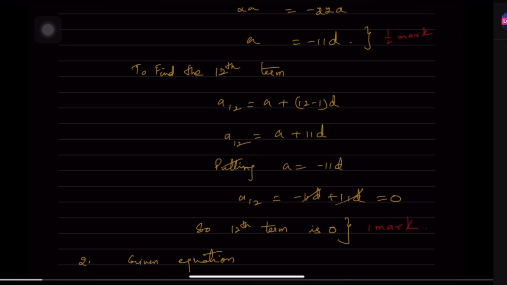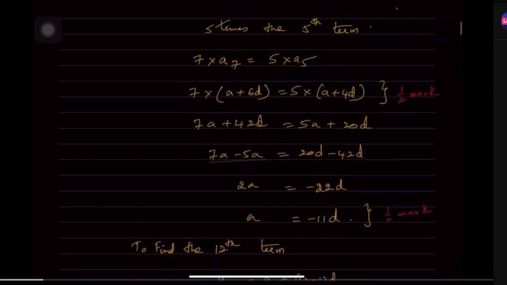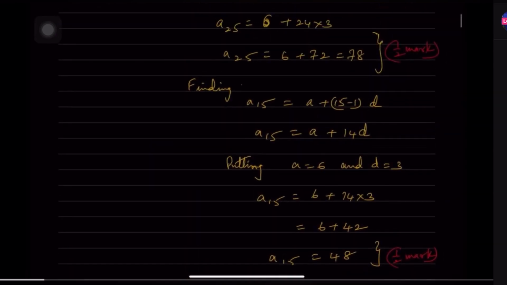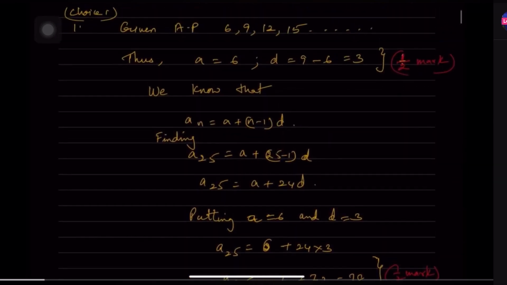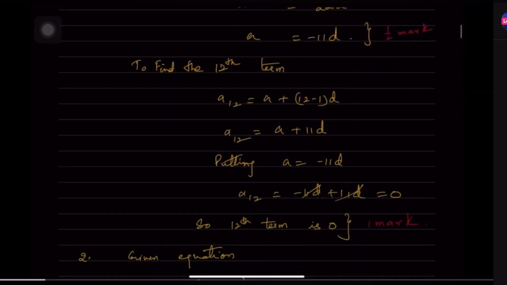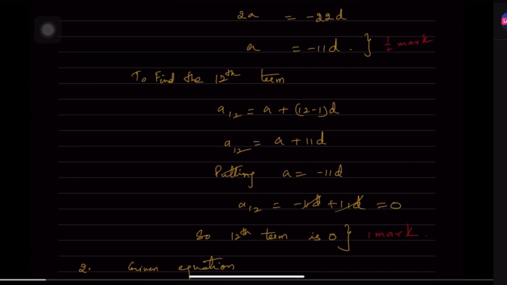For the answer writing, you get 1 mark for writing the answer. Then for the value of a, you get half mark, and for the given condition, that 7 times the 7th term is equal to 5 times the 5th term, you get half mark. Even for the previous question, all the marks are given at the side. So if you write all this, you will get 2 marks completely. Now going into the second question. Let's see what the second question is.